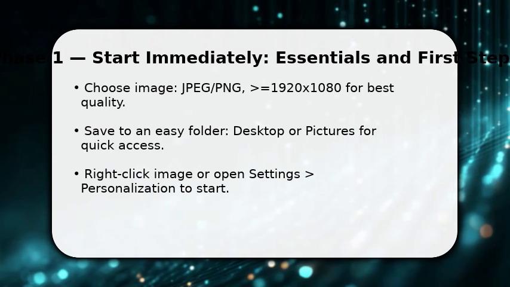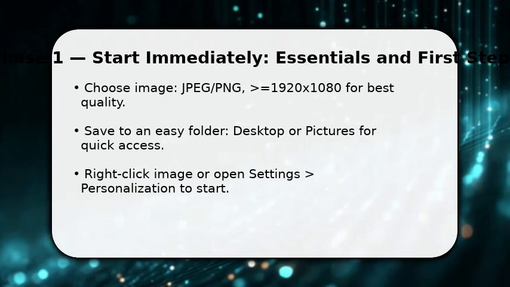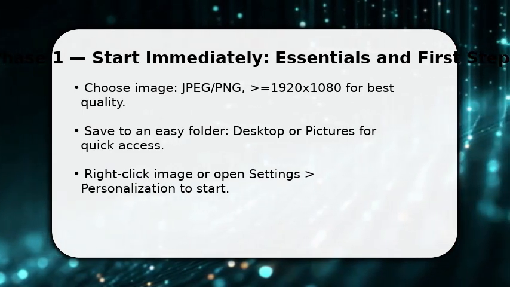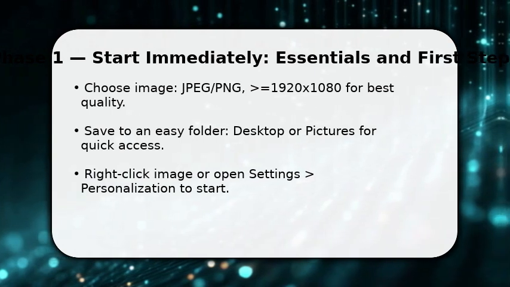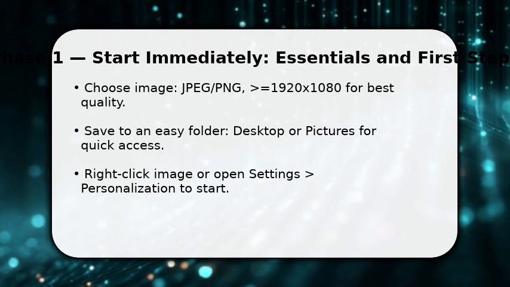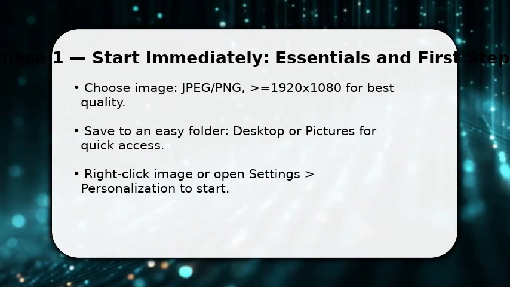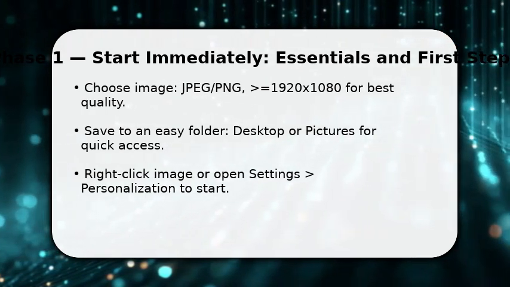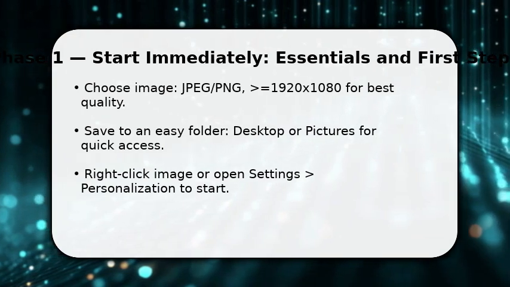You start by picking the exact wallpaper image you want and placing it where you can find it quickly. Choose a JPEG or PNG at least 1920 x 1080. This keeps clarity. Once done, open your laptop's display or personalization settings. That's where system overrides live.